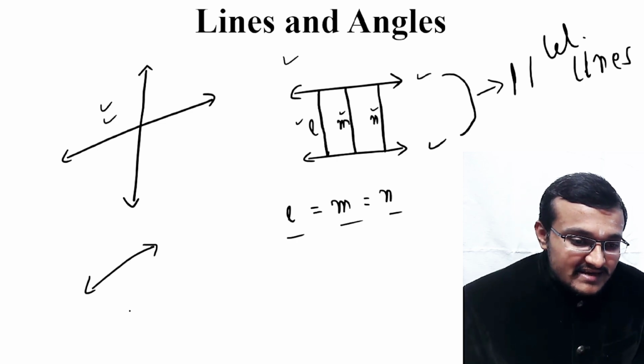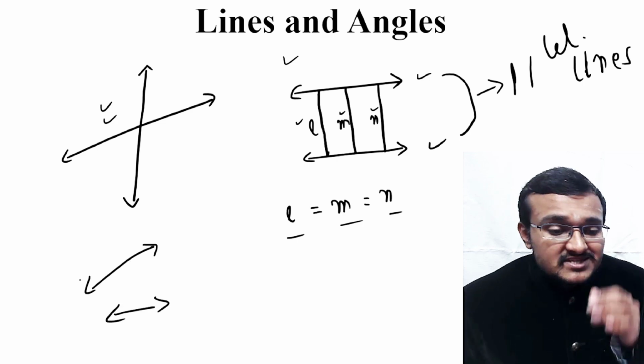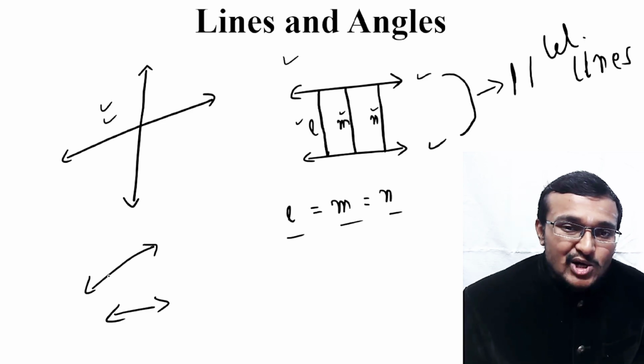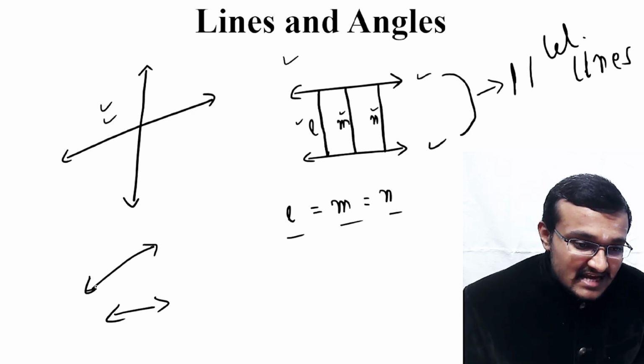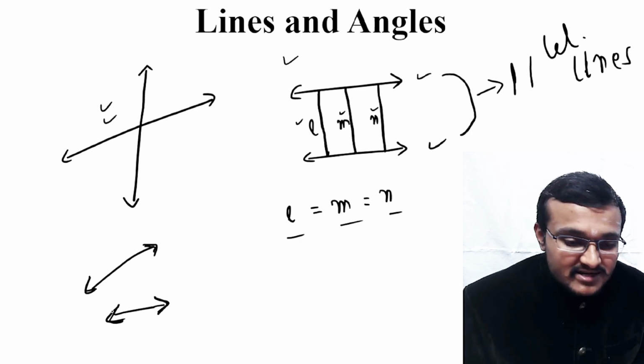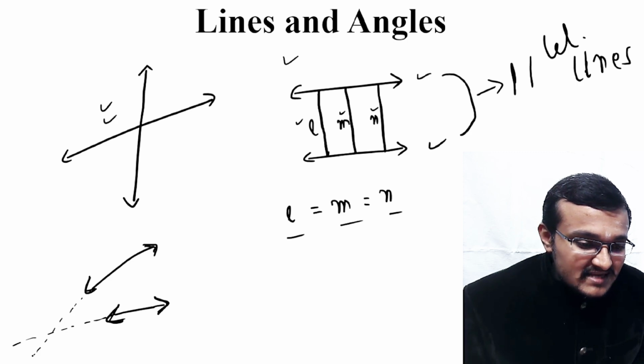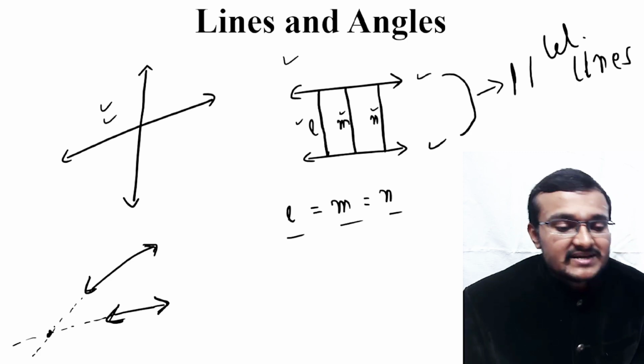Even if you take one line like this which is not intersecting, still the chance of intersection of these two lines is there, because these two lines are not terminating. These two lines have an arrow mark on both ends. So that means these two lines are non-terminating. That means they extend infinitely like this. So at some point these two lines will meet each other.